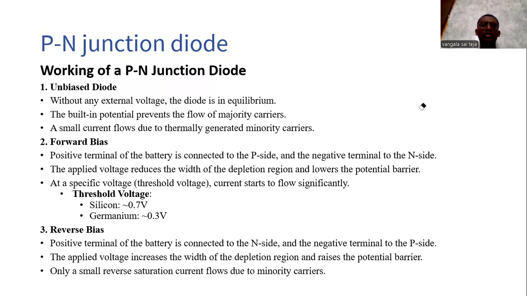PN junction diode. Working of a PN junction diode. Unbiased diode. Without any external voltage, the diode is in equilibrium. The built-in potential prevents the flow of majority carriers. A small current flows due to thermally generated minority carriers. Forward bias. The positive terminal of the battery is connected to the P side and the negative terminal is connected to the N side.